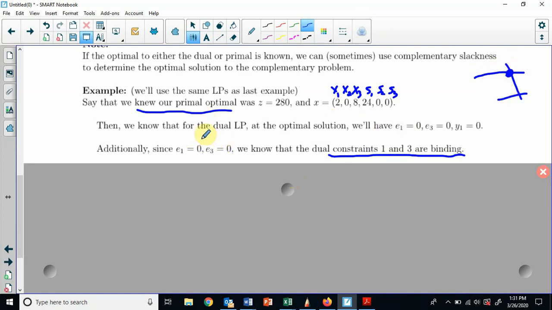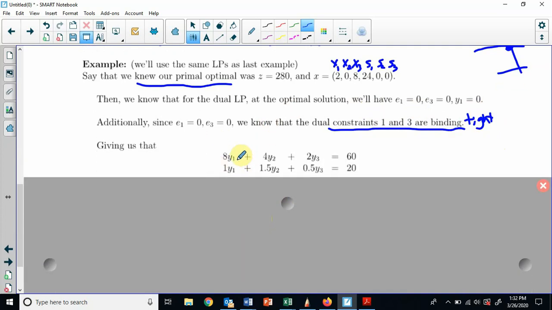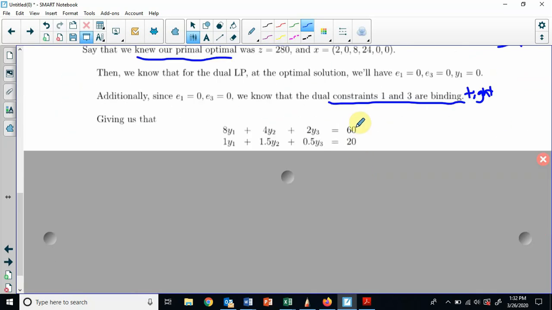Because their excess is 0, I know that these constraints are binding, or the other word we used was tight. Since they are tight, I know this is constraint 1 and this is constraint 3. You can go back and look at the example. I can scroll up. Constraint 1 and constraint 3. I know that they're going to be equal to their values, equal to 60 and equal to 20, because they are tight.